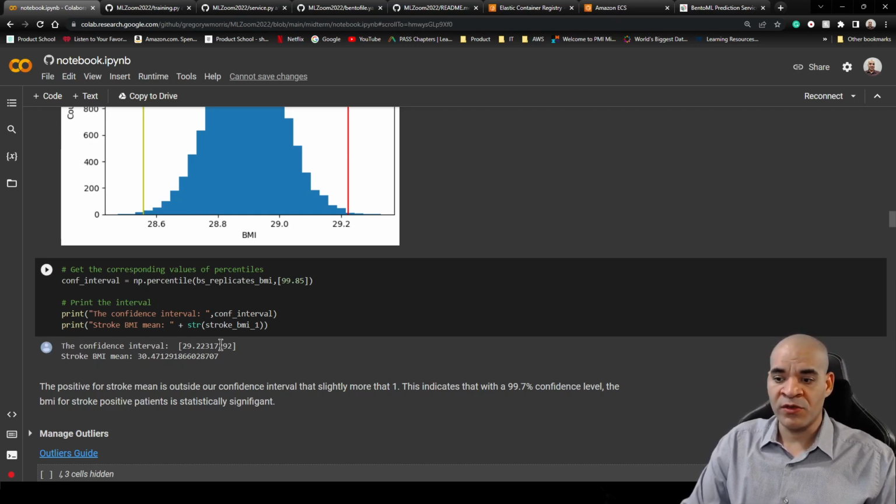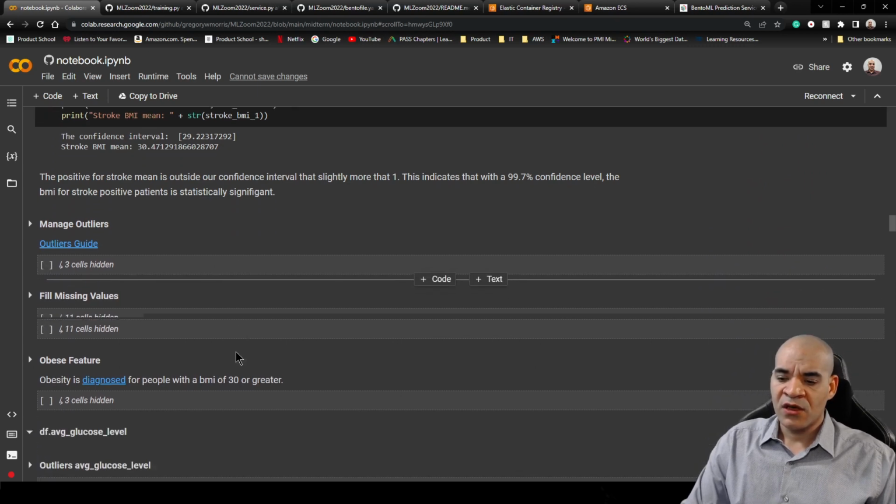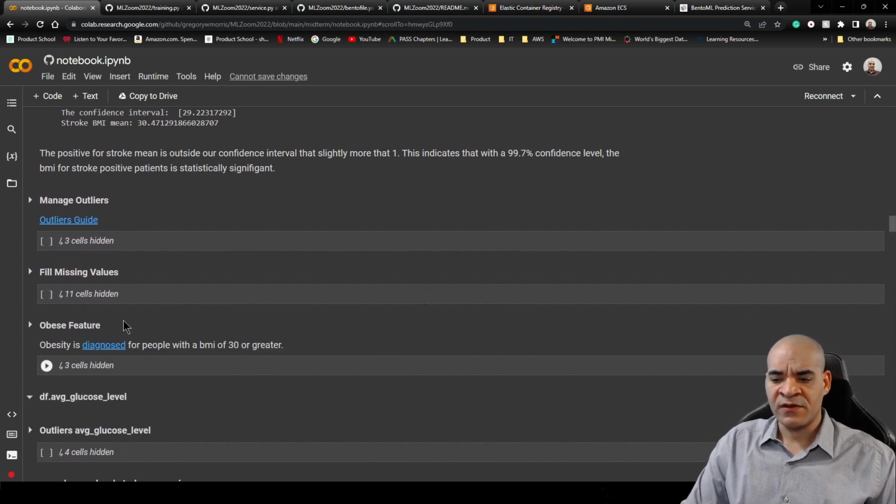And so with that, I decided to fill in the missing values based on whether or not the patient was stroke positive or stroke negative. So for the stroke negative patients, we get the average for stroke negative patients, and for the stroke positive patients, we get the average for stroke positive patients, for the missing values, that is. And this also inspired the idea of an obesity feature.